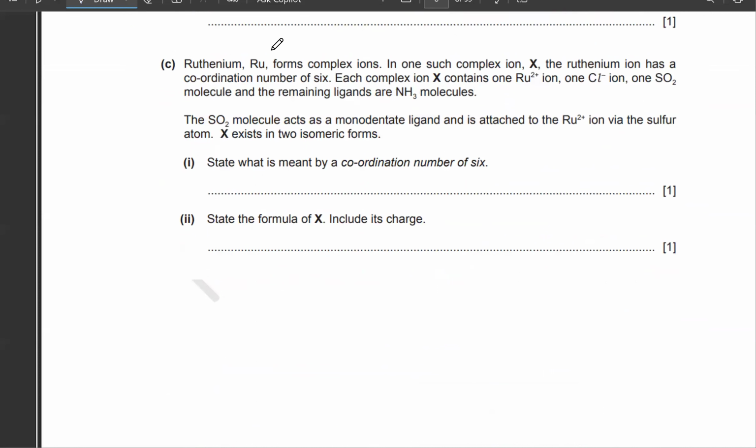So he says ruthenium forms complex ions, and in one such complex ion X, the ruthenium ion has a coordination number of 6. Each complex ion X contains one Ru2+ ion, and it's got one Cl- ion and one SO2, and the remaining ligands are NH3, so there would be 4 NH3s, because there's going to be one Cl, one SO2, and 4 NH3s. So the overall charge will be 1+ because this is 2+, this is minus 1.